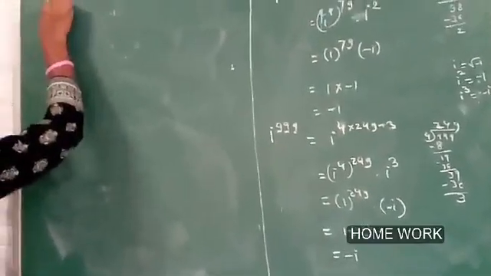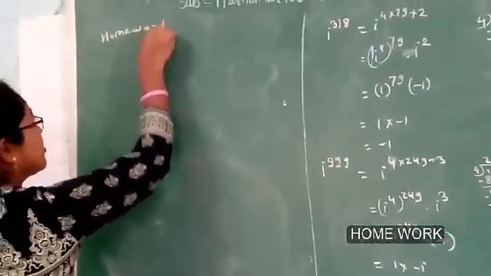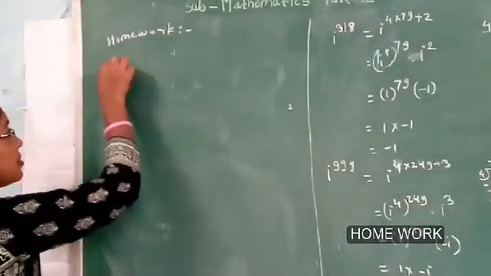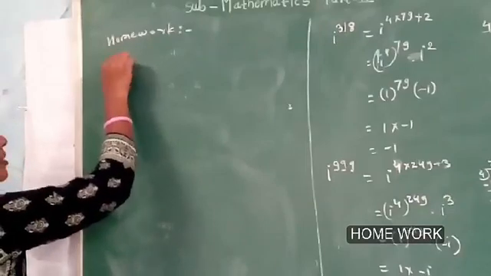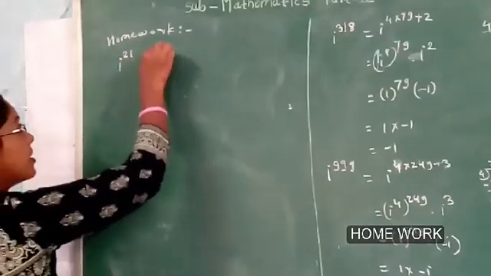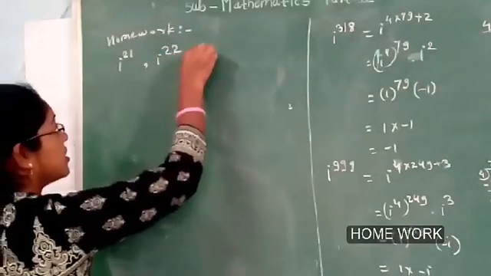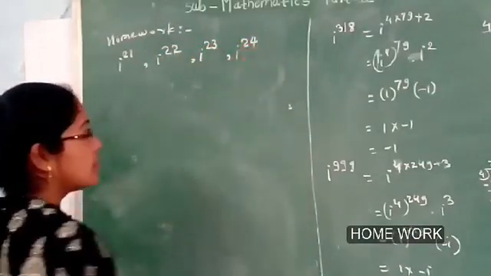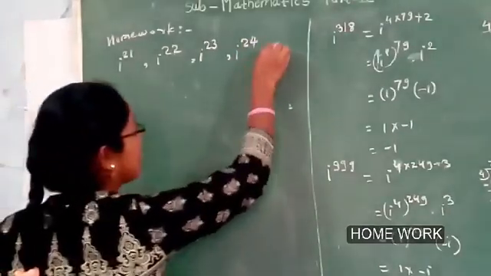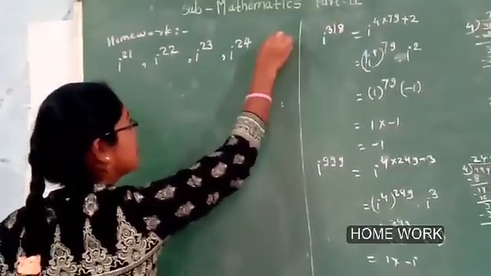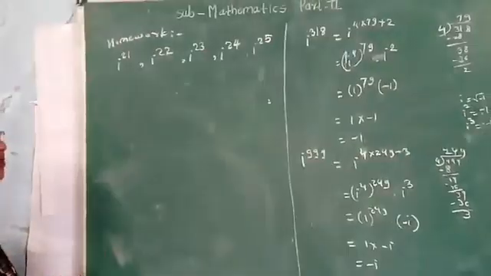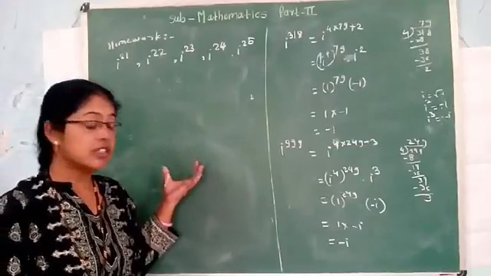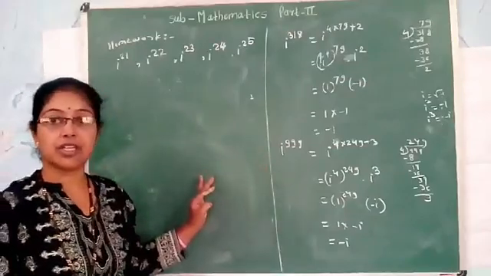I am giving a simple example as homework. Divide by 4 and do it in the same way, which makes it easy. Take i raised to 20, then do 21. i raised to 22, see what you get. i raised to 23, see what you get. i raised to 24 and i raised to 25. Okay. Now in the next lecture we will see what the division of two complex numbers is.